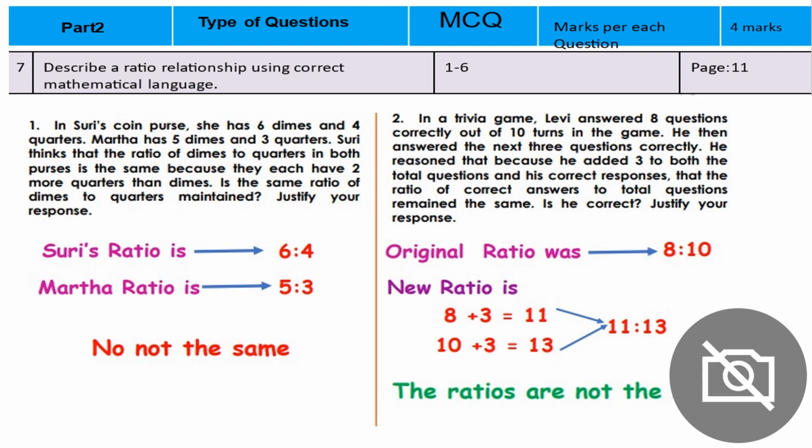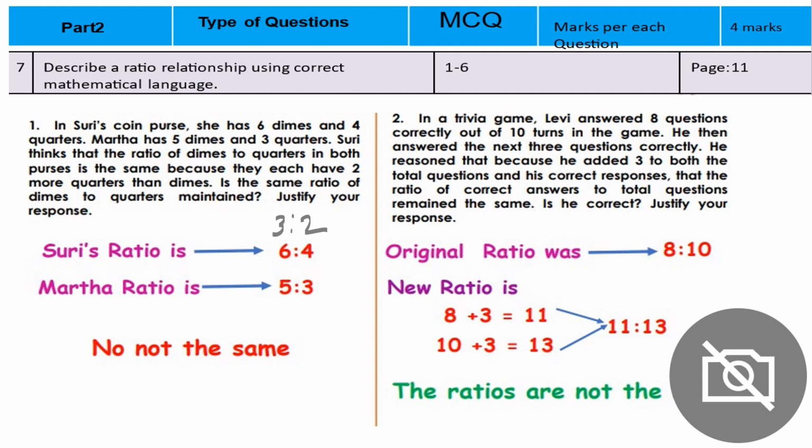So here you see 6, 4, 5, 3. From this itself you can understand this is not in the same ratio. 6, 4, if you want, you can write in simplest form. Both you can divide by 2, so you will get 3 is to 2. 3 is to 2 is the simplest form. So 3, 5, 2, 3. You see, these are not in the same ratio.